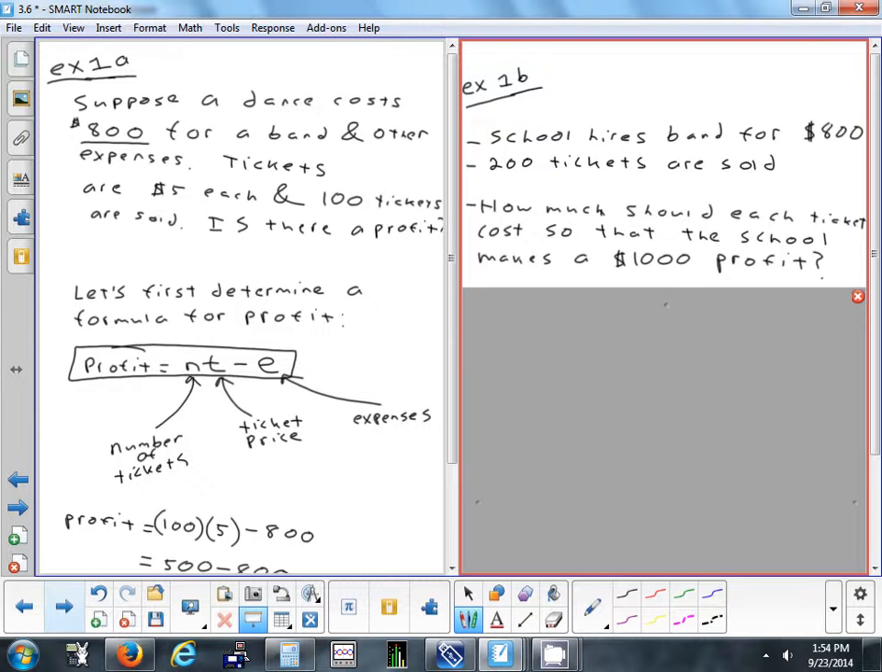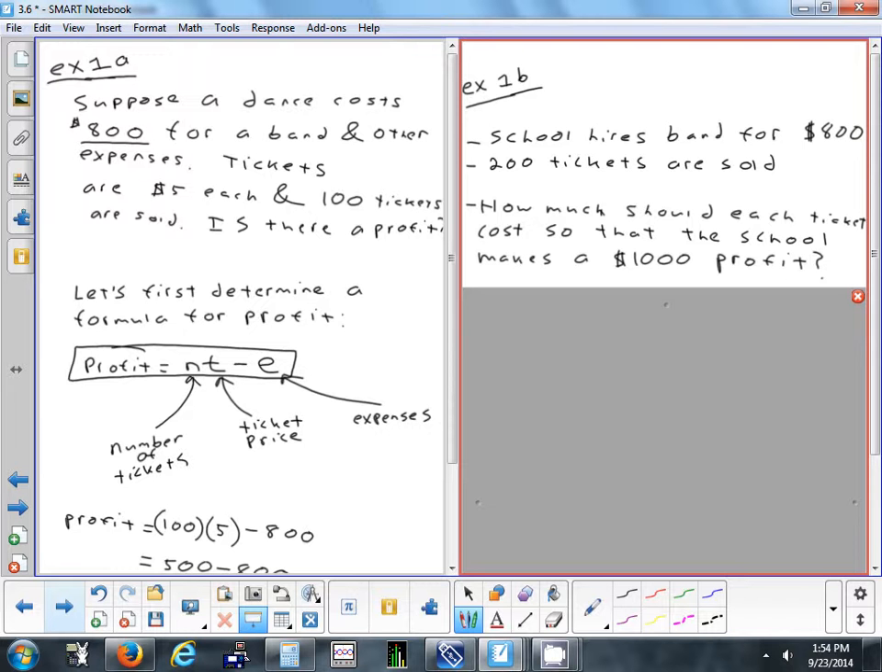It says this time the school is going to hire a band for $800. What's the $800? That's your expense. 200 tickets are sold. What letter is that? N. Okay, that's your number of tickets. And now they want to know, how many tickets does the school have to sell to make $1,000 profit?